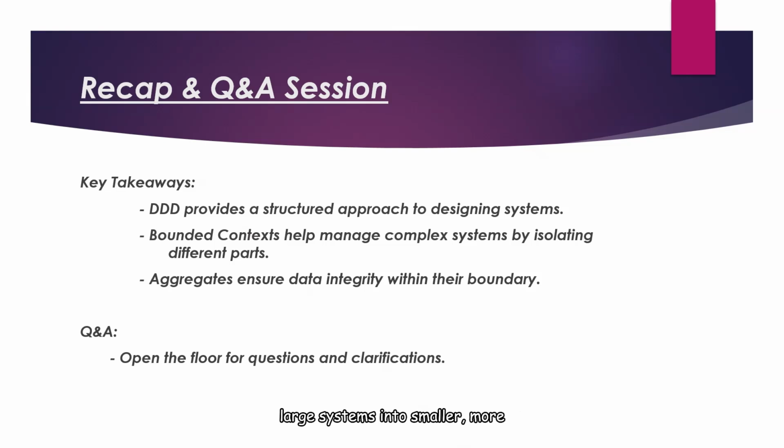systems into smaller, more manageable parts. Context mapping helps us define how these parts interact, ensuring clear boundaries and minimizing dependency. Aggregate roots maintain consistency within their domain and prevent unauthorized changes to their internal models.